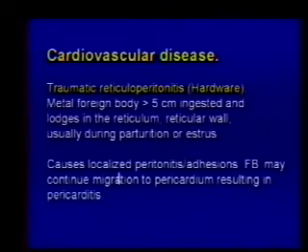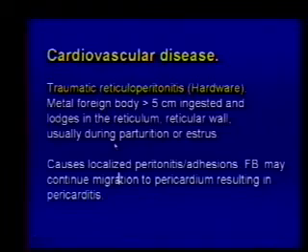Let's now switch to the most common cardiovascular diseases in cattle. A common one is traumatic reticular peritonitis or pericarditis, because it may cause a pericarditis, and it may also cause a peritonitis. The common name for this is hardware disease. Hardware, because the animal usually ingests a piece of wire or a nail. A metal foreign body, usually greater than 5 centimeters, is ingested, and it may lodge in the reticular wall, usually during parturition or estrus.